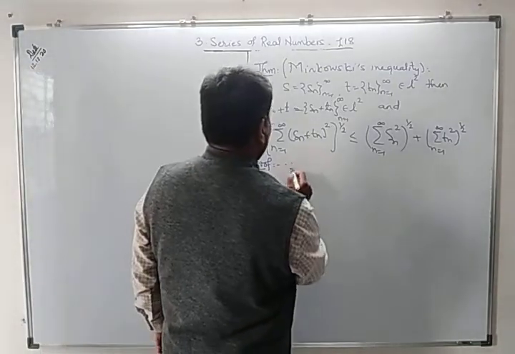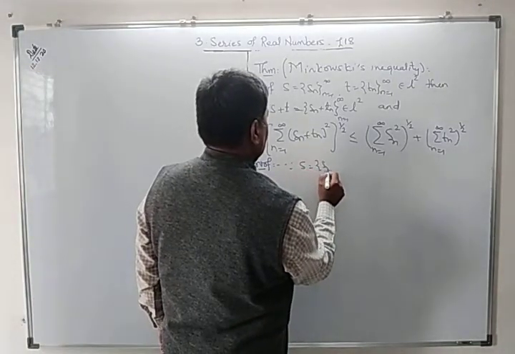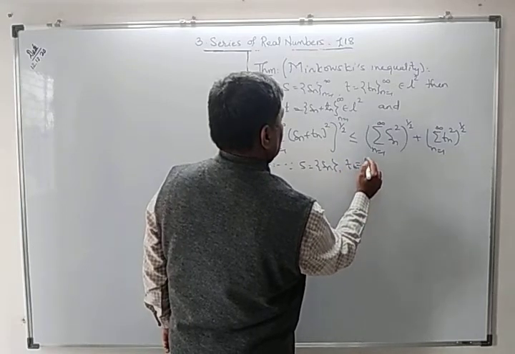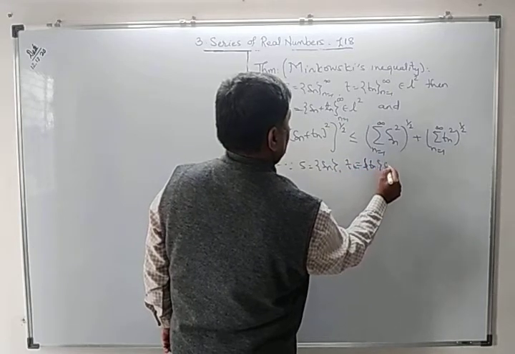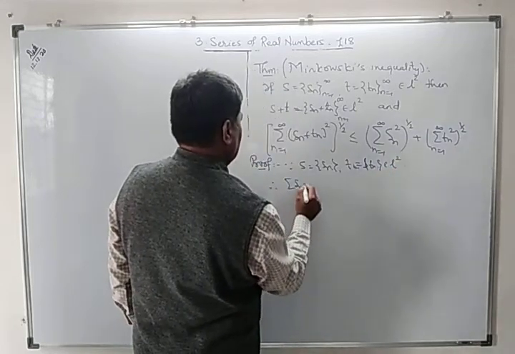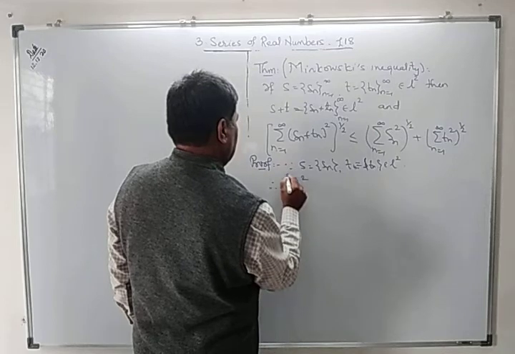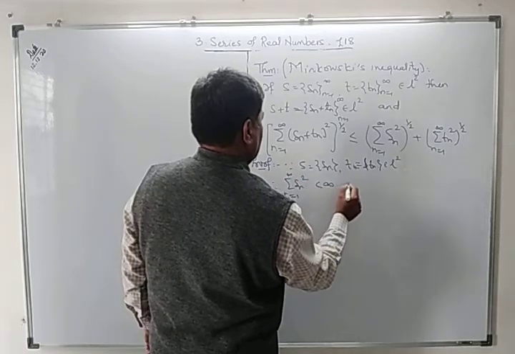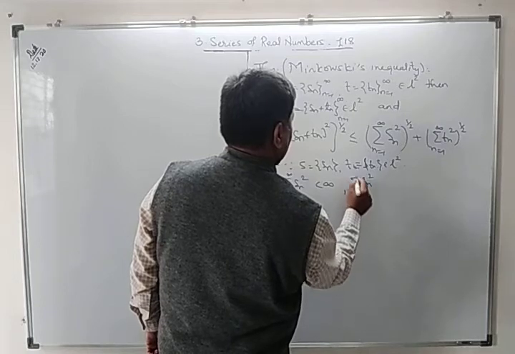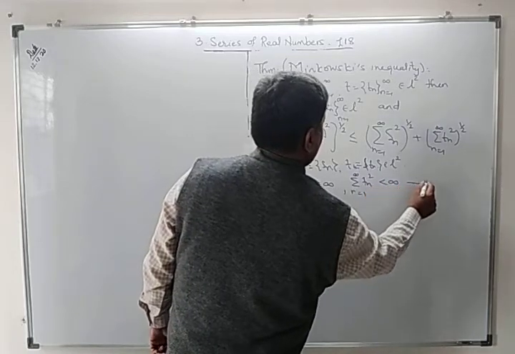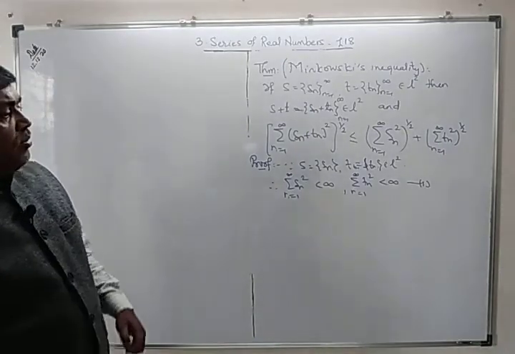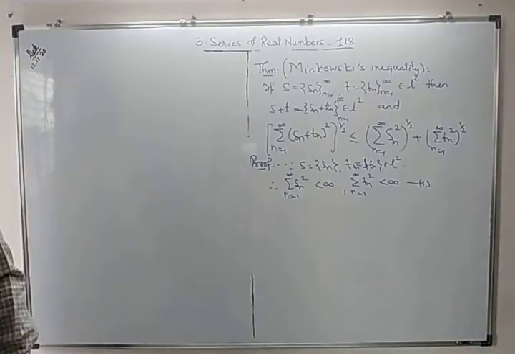Now, since S and T belong to L2, therefore the summation of Sn square, n equal to 1 to infinity, is less than infinity, and the summation of Tn square, n equal to 1 to infinity, is less than infinity. Okay.